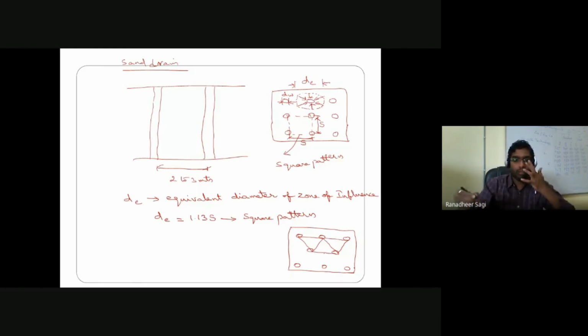In a triangular pattern of arrangement, the center to center distance, either from here to here or from here to here, we simply represent as S. The equivalent zone of influence for the triangular pattern of arrangement of your vertical drains is equal to 1.05 times S.